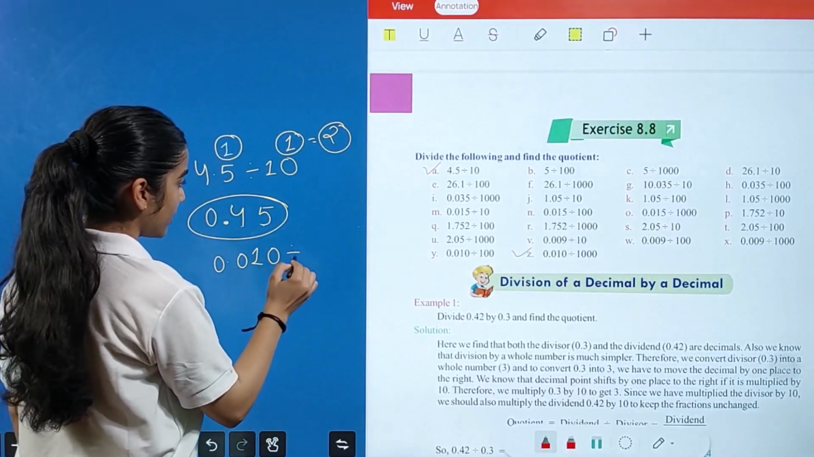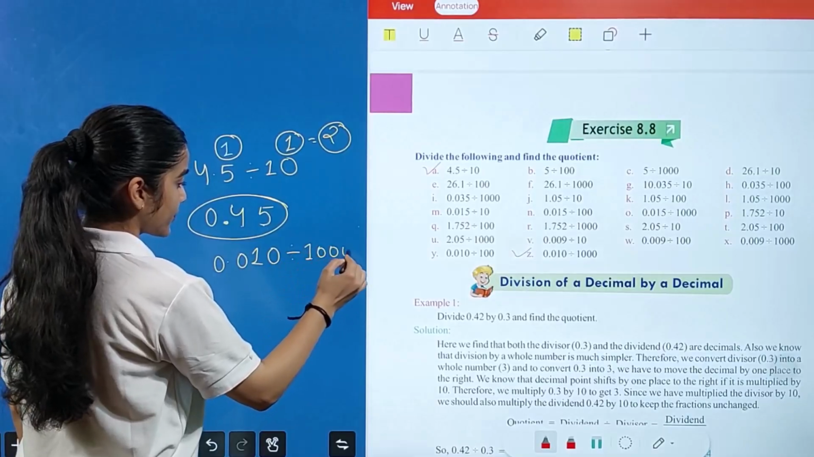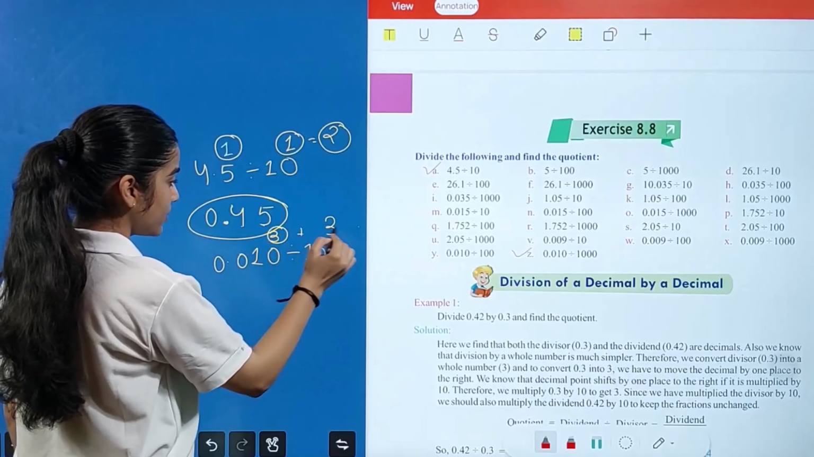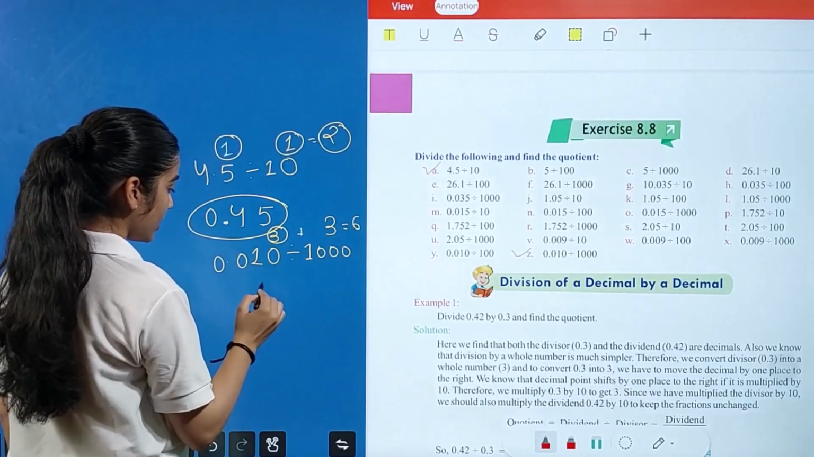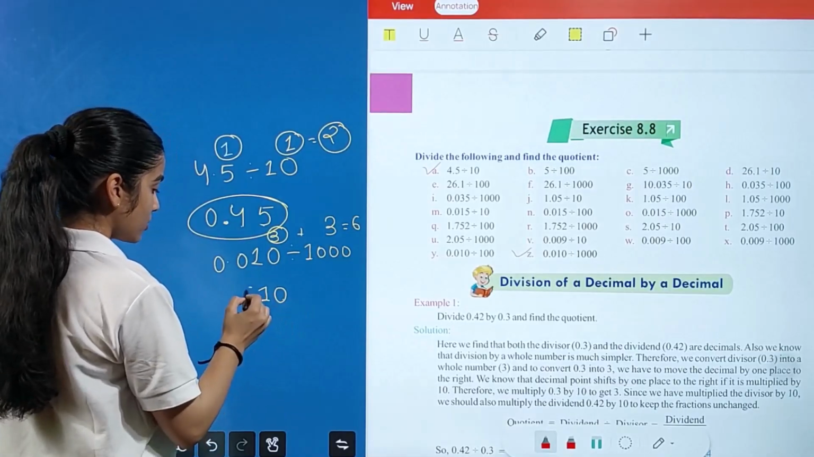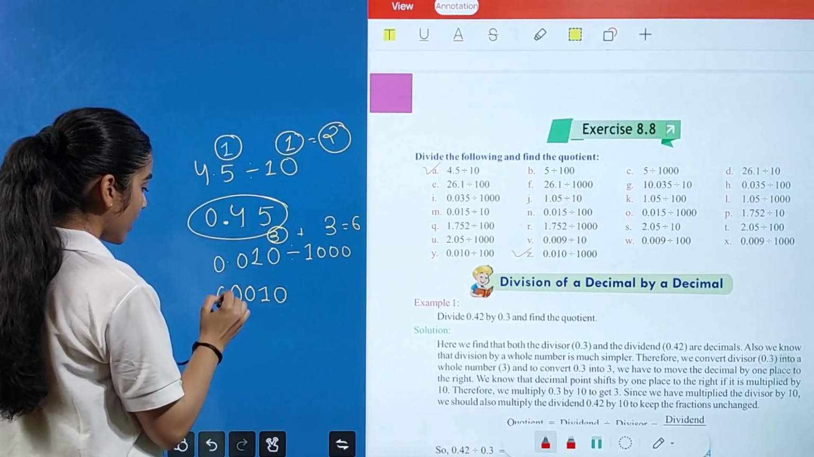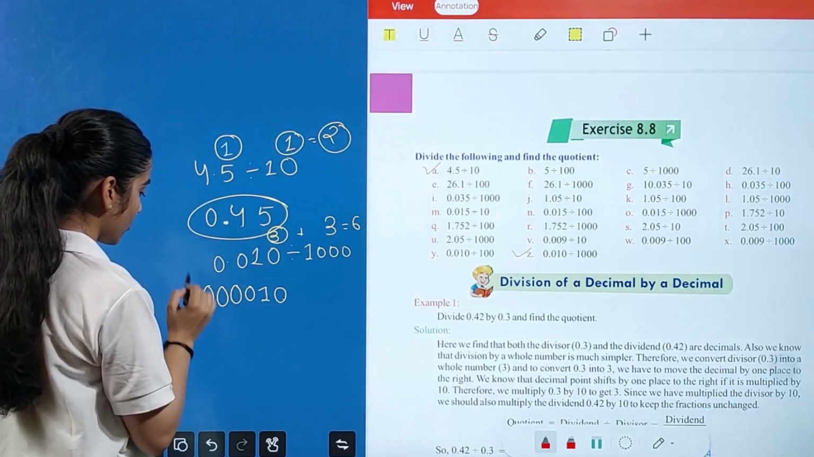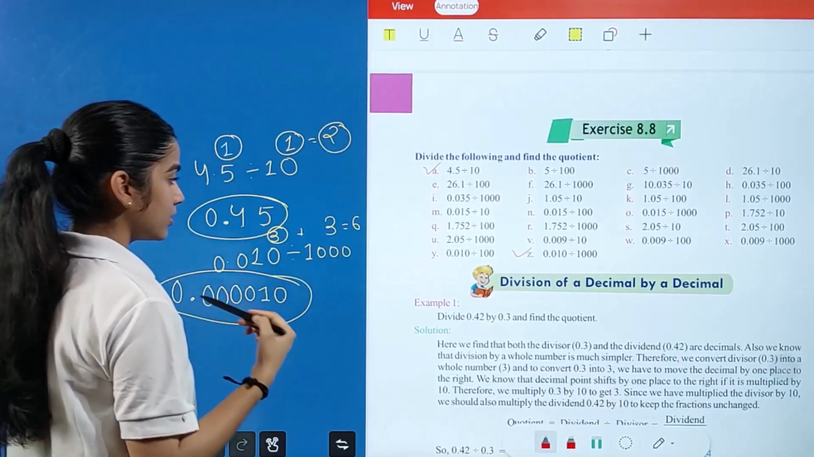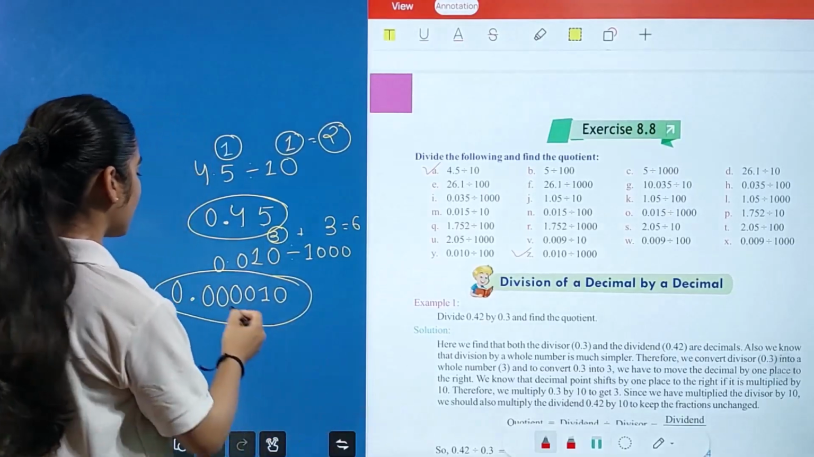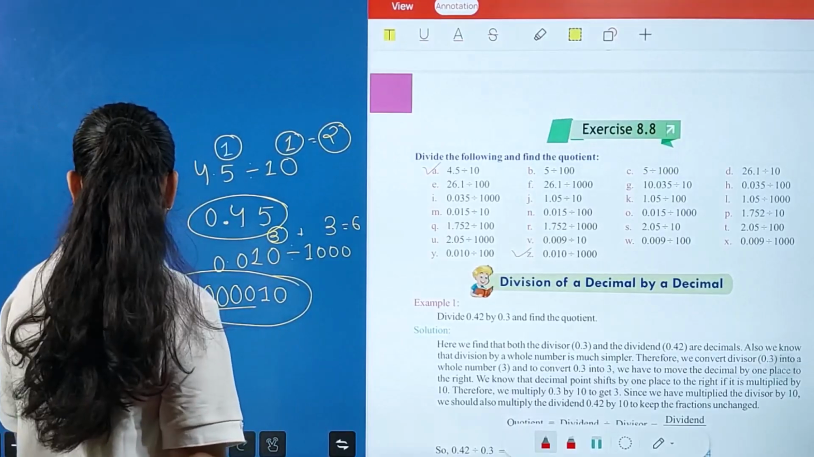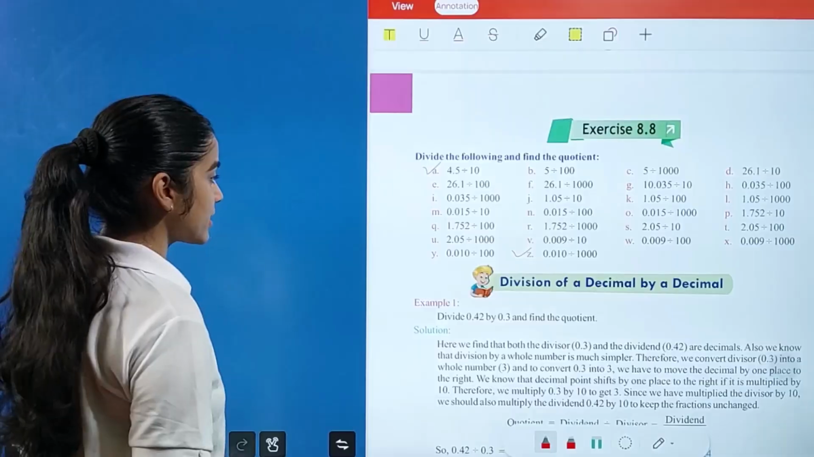Next, 0.010 divided by 1000. Here we have 3 zeros, and here we have 3 numbers after the point. 3 plus 3 is equal to 6. So write 10 here and now count your numbers: 1, 2, 3, 4, 5, 6, and now you have to put a point and 0. In case you don't have enough numbers, then you have to put zeros as a filling part. You can use zeros as a filler.